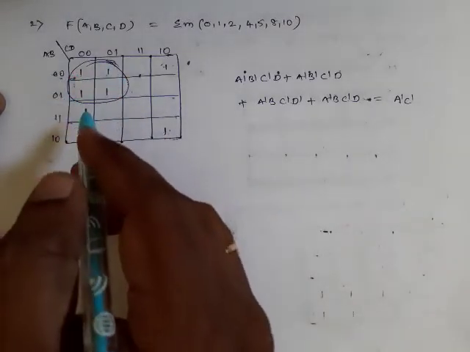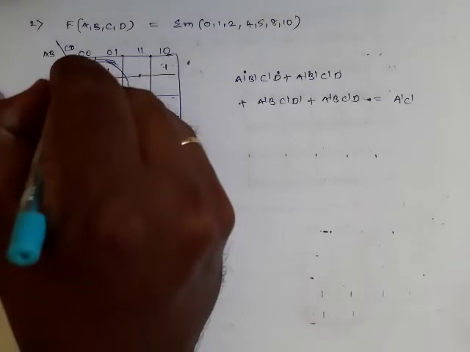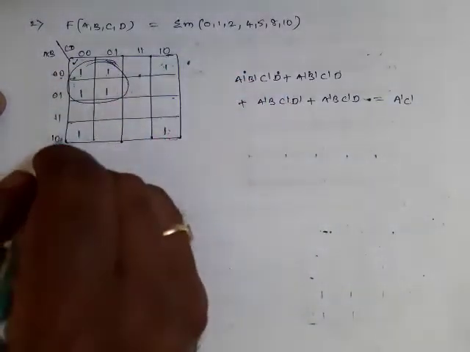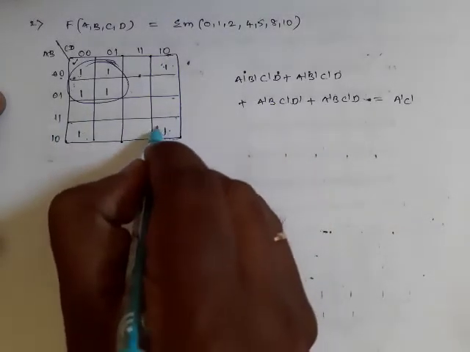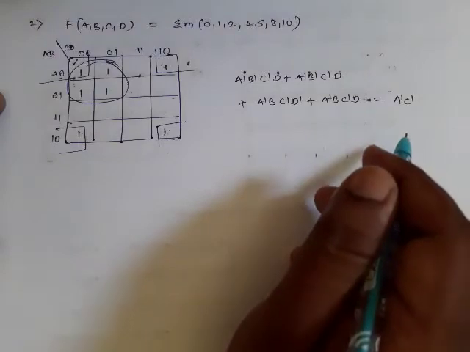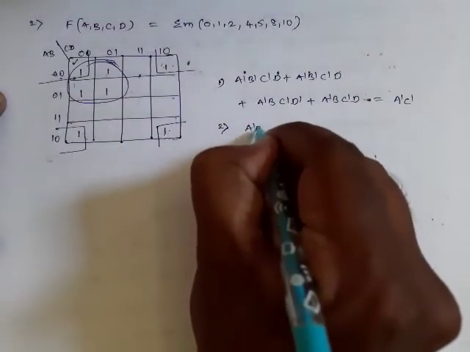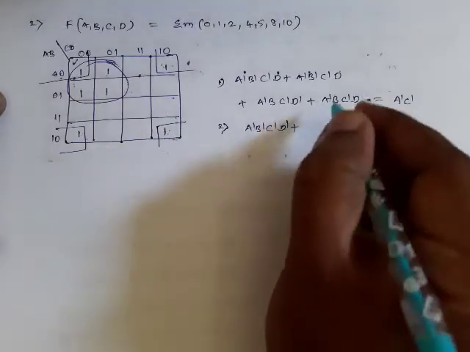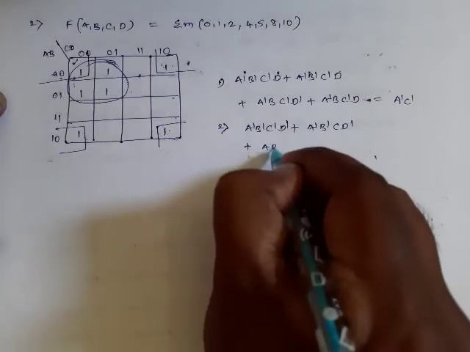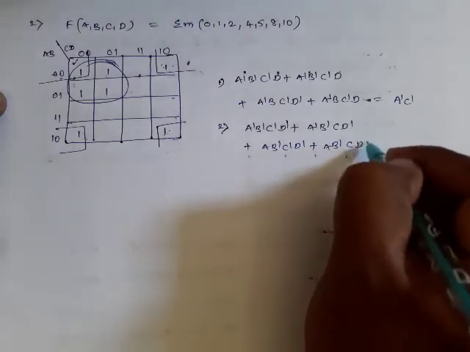And after forming this group, you can see that there are 3 ones left. We cannot form a group of 3, but if we include this cell containing 1, along with this one, you can form a group of 4, as these 4 ones are adjacent to each other. So this is another group of 4. And what are the minterms? A bar, B bar, C bar, D bar, and A bar, B bar, C, D bar plus A, B bar, C bar, D bar, and A, B bar, C, D bar.